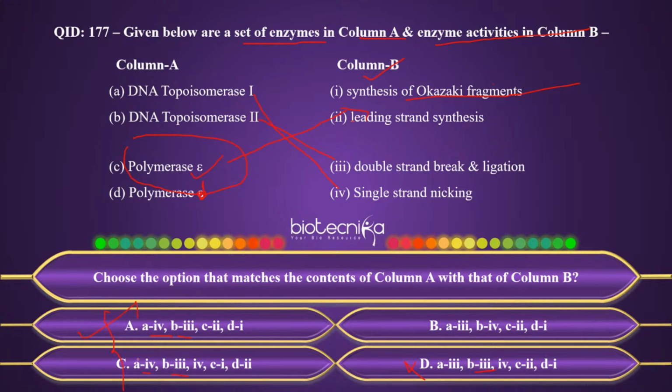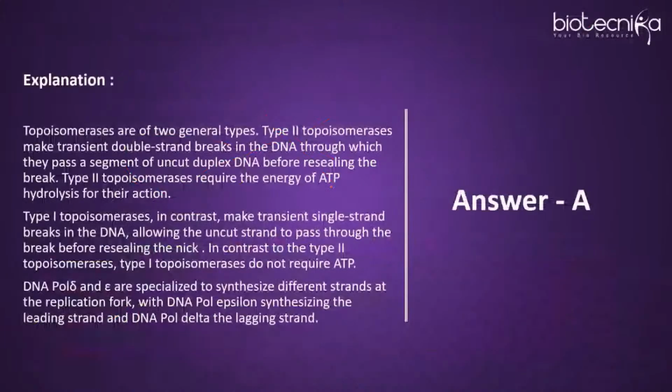So option A is the correct one here, right? You can correct this particular D option. By mistake I have written epsilon. It should be polymerase delta. Polymerase delta is basically responsible for the synthesis of the Okazaki fragments, that is the lagging strand. So option A is the correct one here.